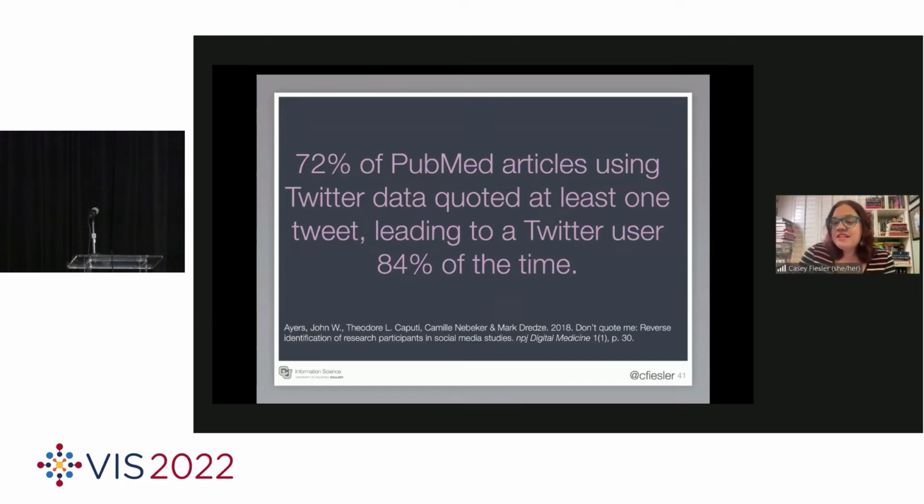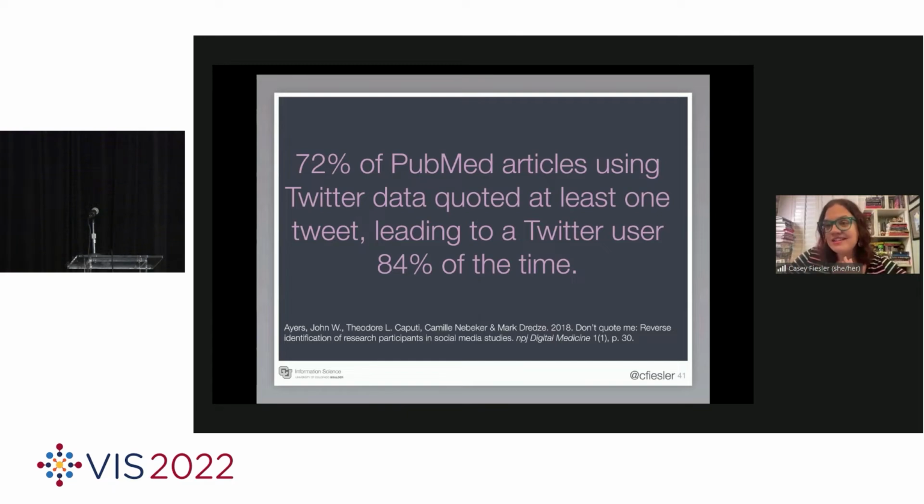And there's a lot of health-related research happening from Twitter. So this paper from 2018 found that 72% of PubMed articles that use Twitter data, so medical health-related articles, quoted at least one tweet, and those led back to the Twitter user 84% of the time. So if I had given you that actual tweet, you could have put it into the search bar of Twitter and found that Twitter user, where they might have provided more information about themselves.